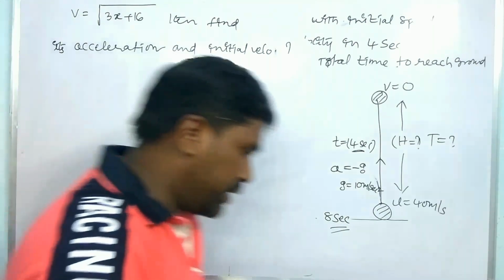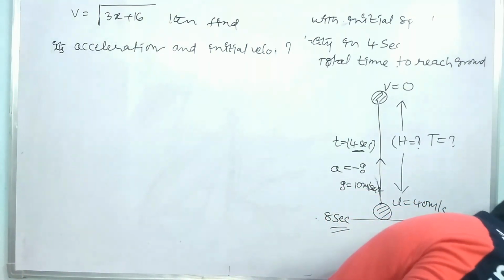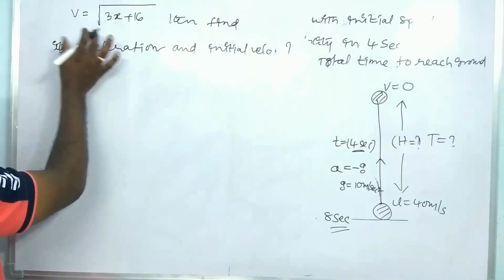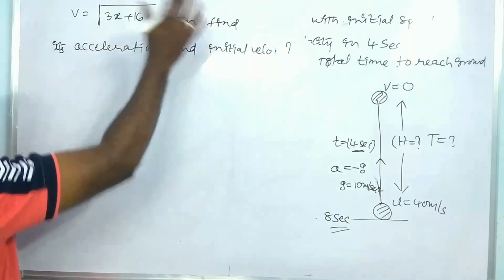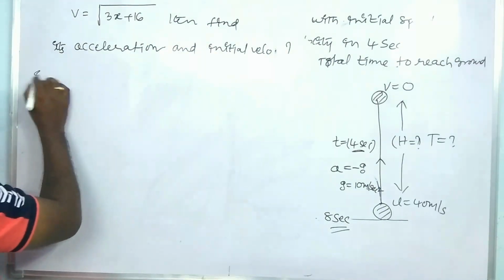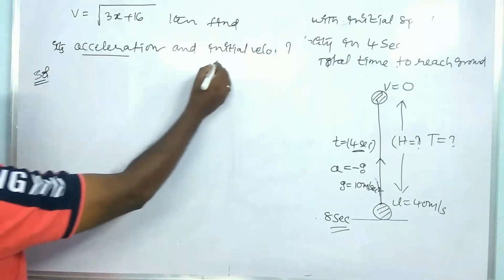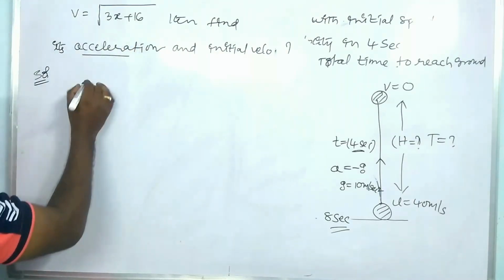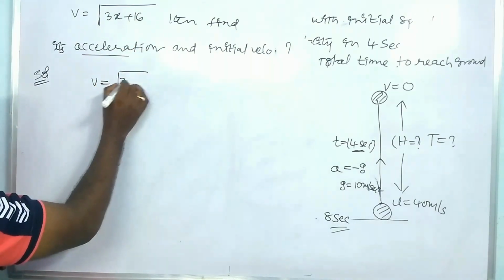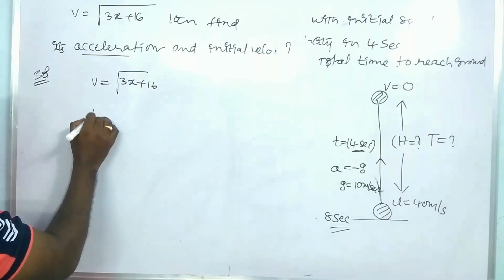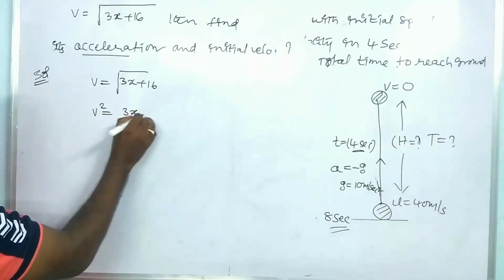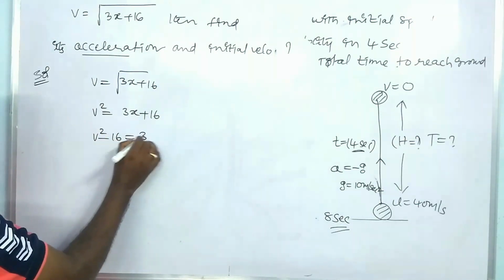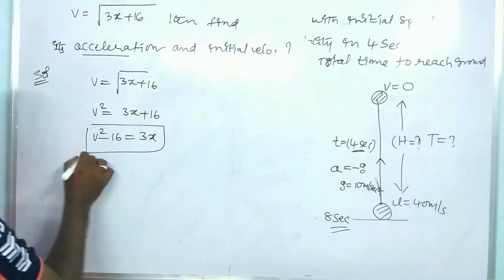So here the question is: the displacement x of a particle at any instant, the velocity is equal to under root of 3x plus 16. How can we find the acceleration and the initial velocity? From this equation we square both sides. v is equal to under root of 3x plus 16, where v square is equal to 3x plus 16. Okay, v square minus 16 is equal to 3x.